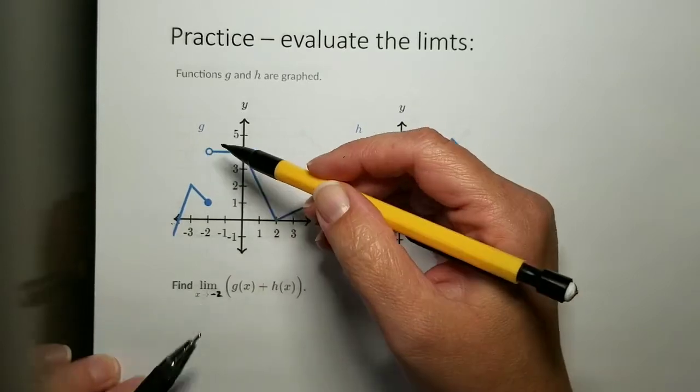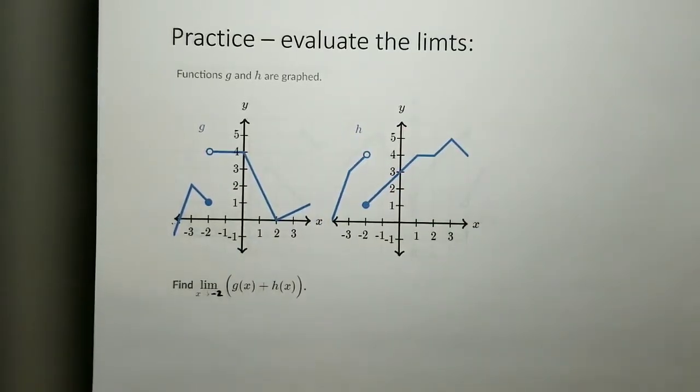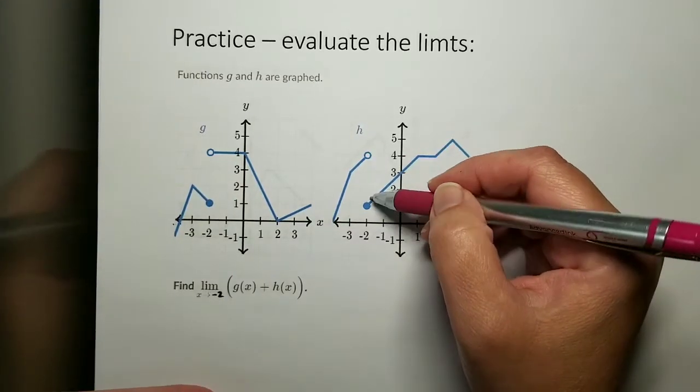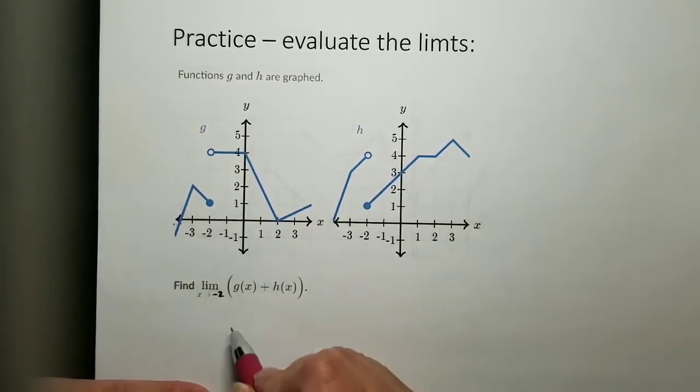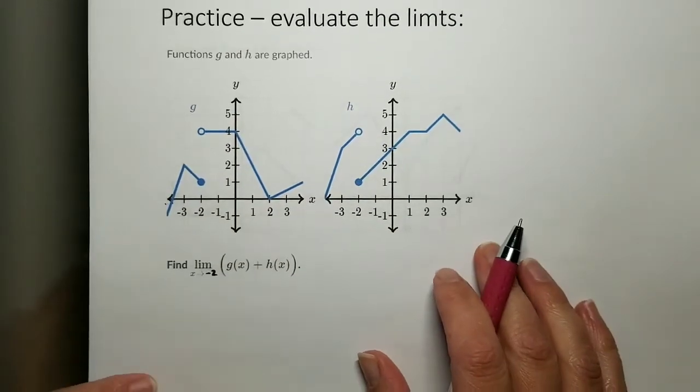So the limit as x approaches negative 2 of g at x does not exist. And you'll see that that's actually the same for the h at x function, but that doesn't mean that the limit doesn't exist overall. We're going to have to look at the separate limits.